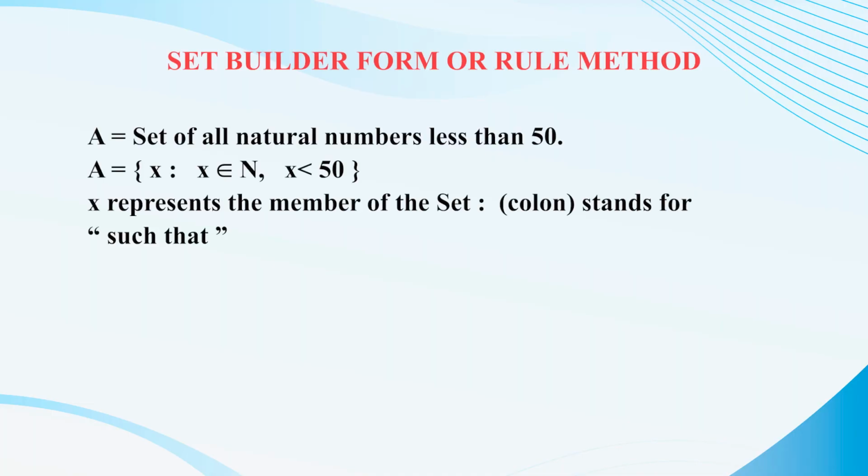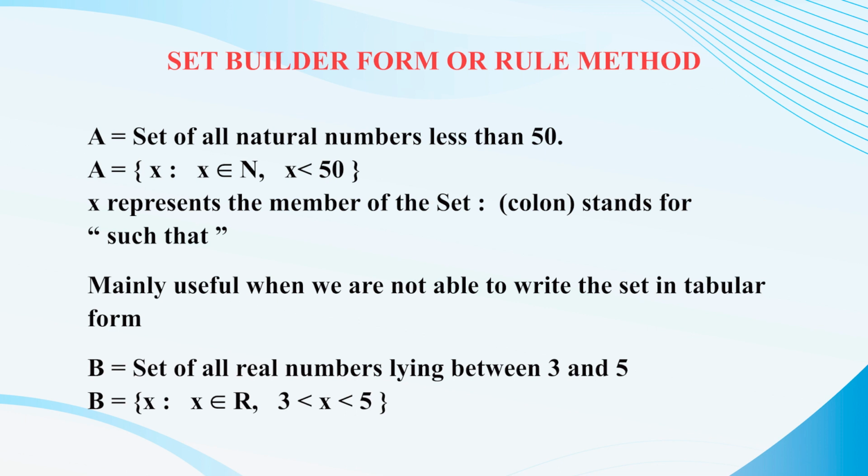Let us take set A as the set of all natural numbers less than 50. Then set A will be written as A is a set containing x such that x is a natural number and x is less than 50. Here x represents the member of the set and this colon sign means such that. This set builder form is mainly useful when we are not able to write the set in tabular form.